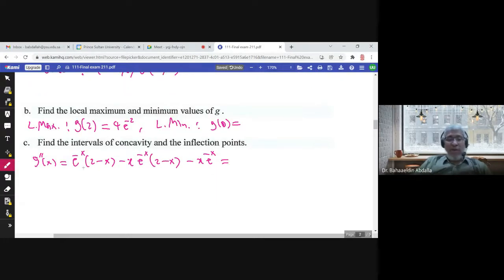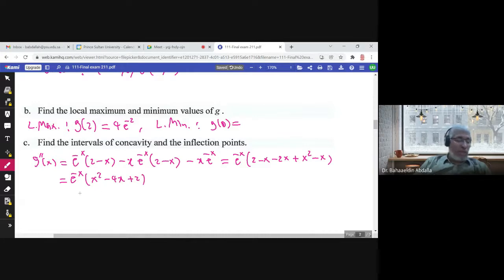Any common factor? e to the power negative x is a common factor. Let us take it out. I have here 2 minus x. I have here minus x times 2 minus x. So it would be minus x times 2, that's minus 2x, and minus x times minus x, that's plus x squared. And I have here minus x. So g double prime is e to the power negative x times x squared minus 2x minus x minus x minus 4x plus 2.